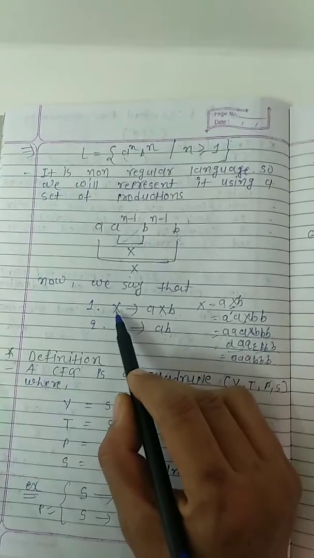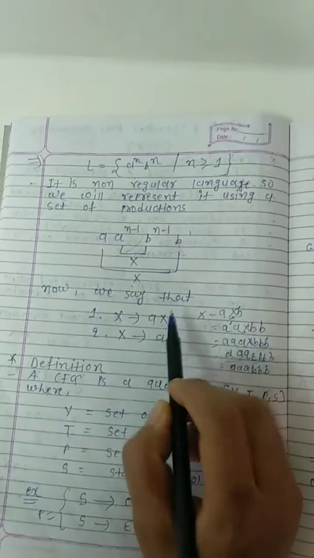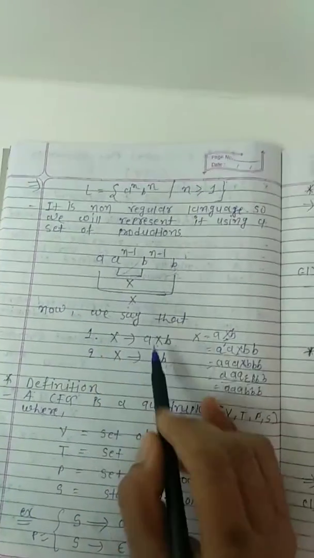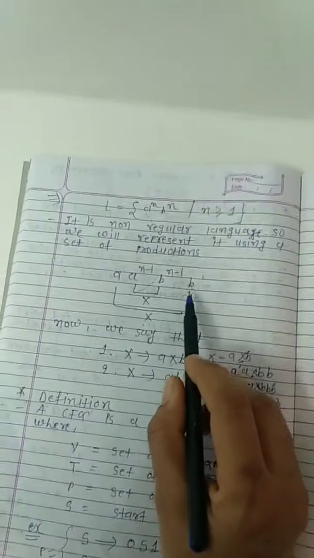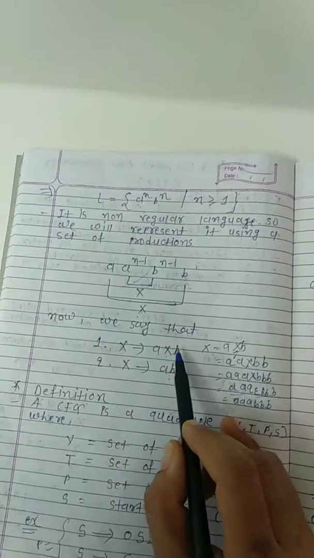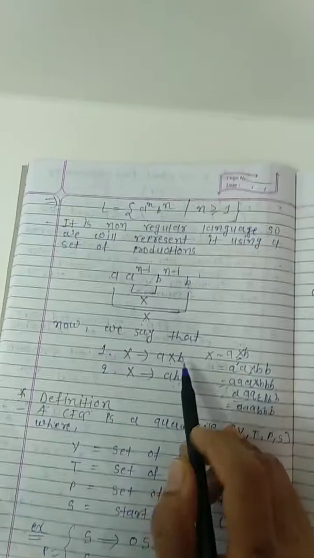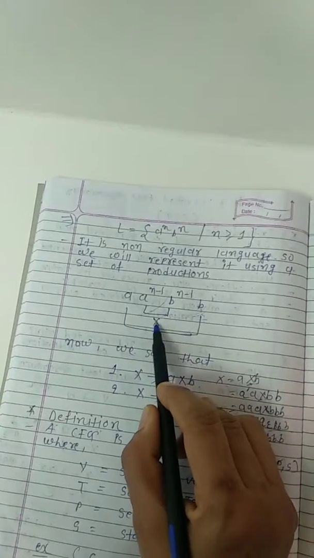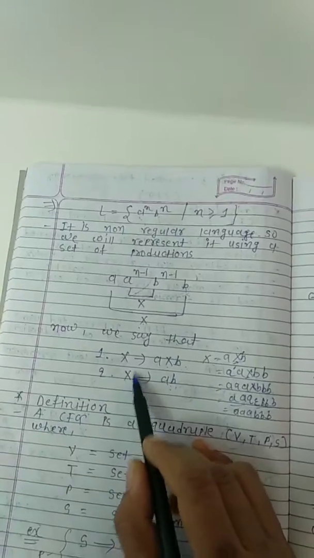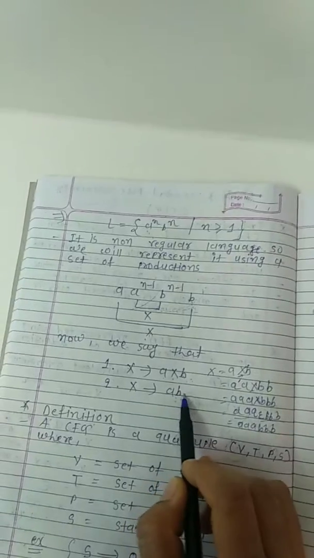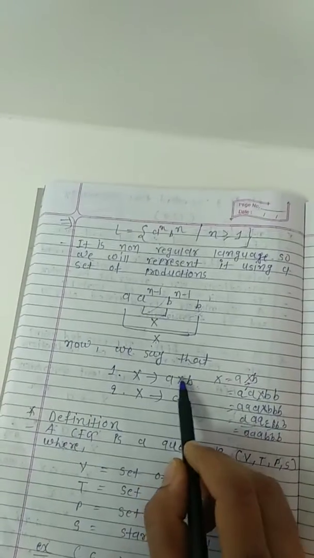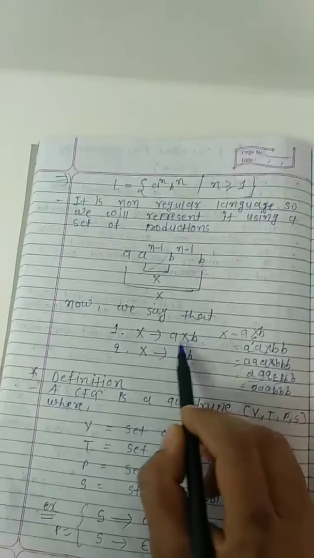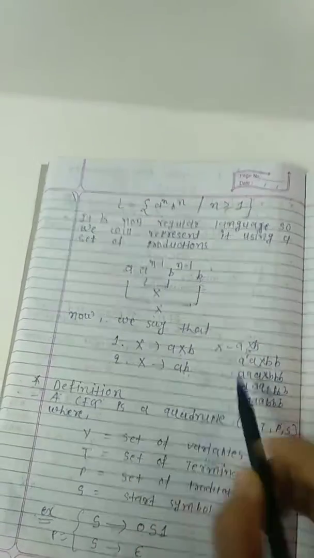So the production is X tends to AXB, because the first letter is A, so A I have written over here. The last letter is B, so B I have written at the last. And the middle part is X, so I have written X over here. And the value of this X is recursive in nature. So again I have written X tends to AB over here. So instead of X I can write AXB or AB, and I can generate the different strings.